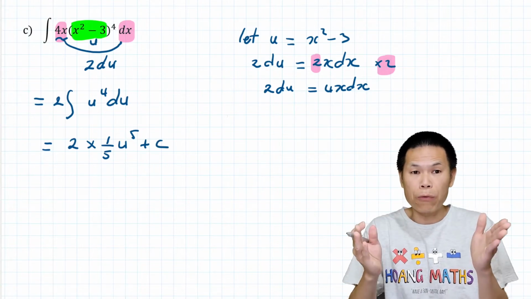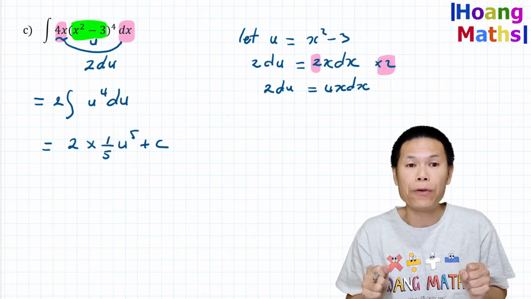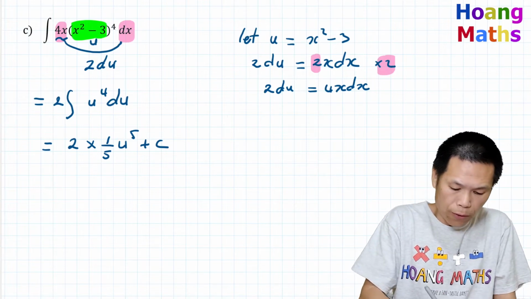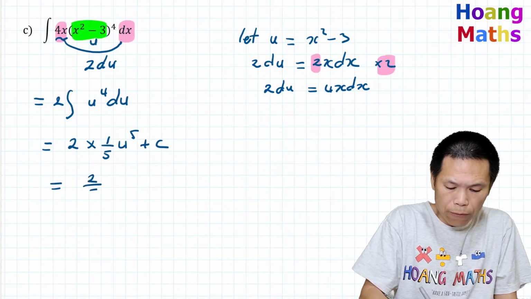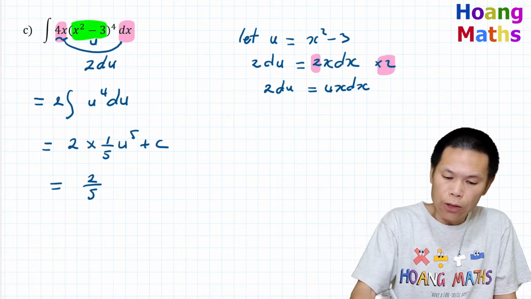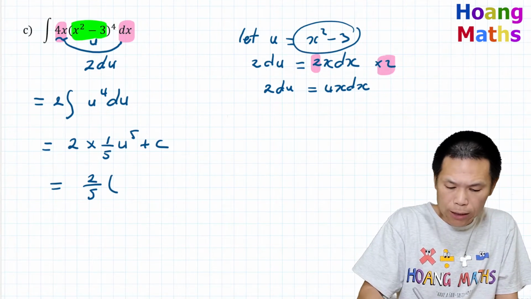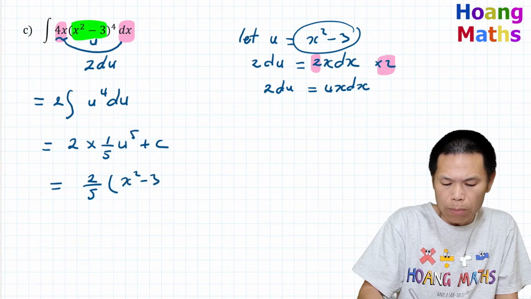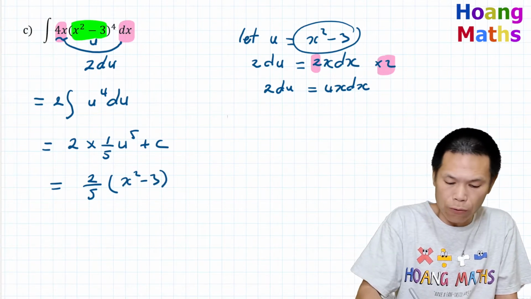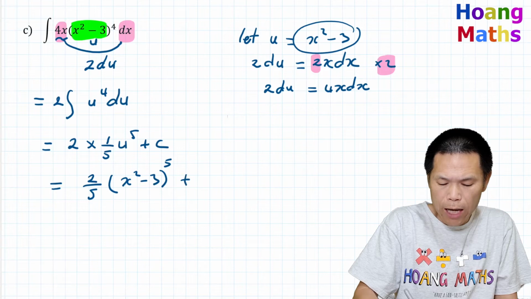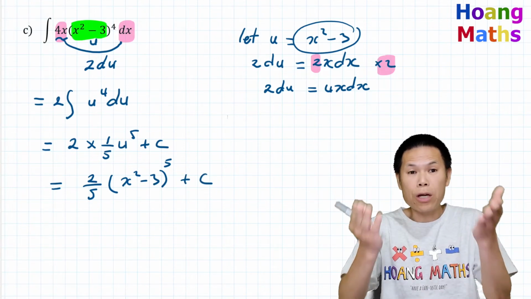So now I just simplify this. 2 times 1/5 is 2/5. So that becomes 2/5, and u is equal to x squared minus 3. So I bracket x squared minus 3, but then it's to the power 5, and we add a constant. So there you go.